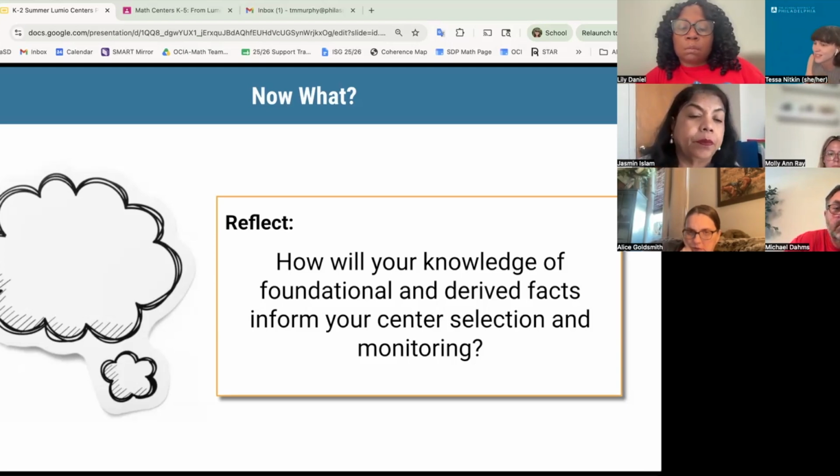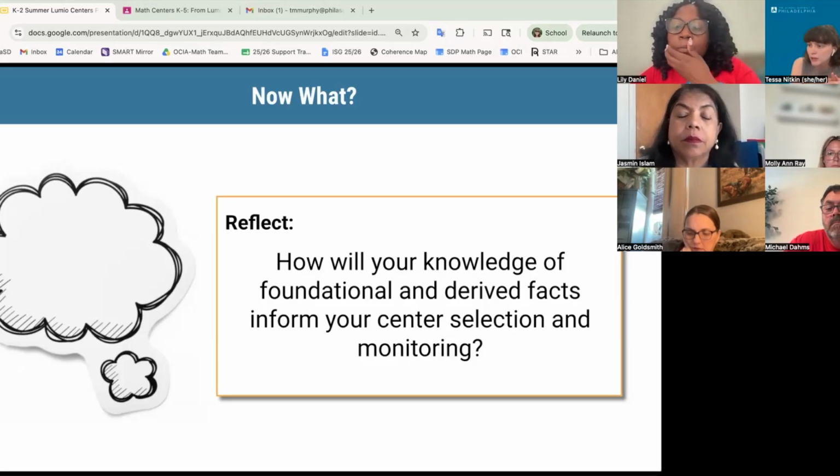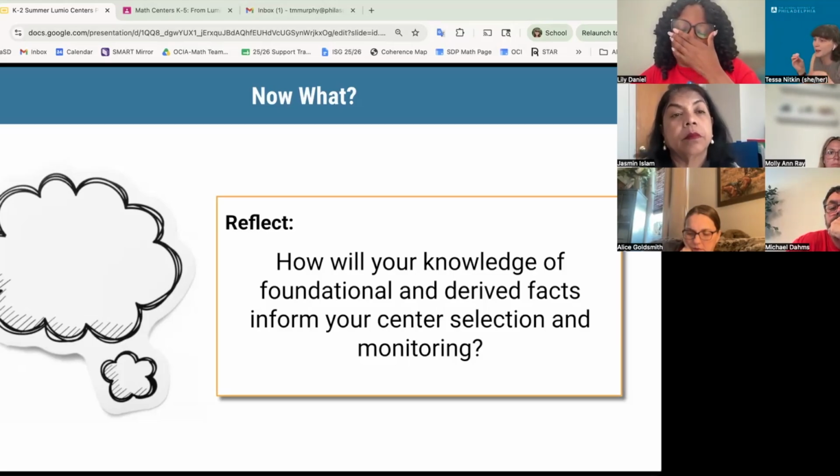Yes. And it seems similar to what Molly Anderson said in the chat, it made me think about IEP goals, like adding and subtracting within 10. But then within that goal, there can be steps to get there that fit with the foundational facts. Amazing.